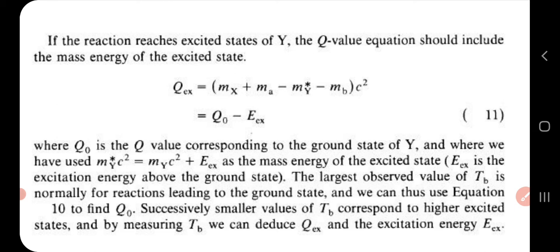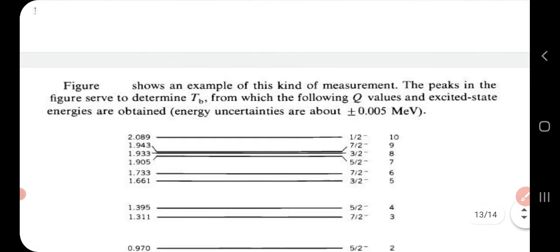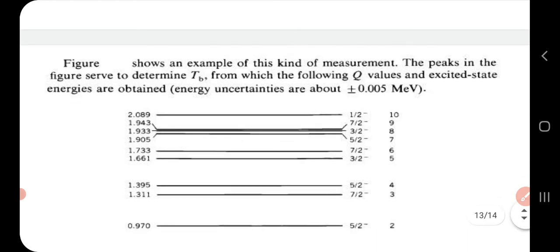Now the highest value of TB is obtained for reactions that take place in the ground state, and we can use equation 10 to find the value of Q naught. After finding Q naught, the smaller values of TB corresponding to higher excited states can also be obtained by measuring TB. Once TB is obtained, we can deduce the Q value of the excited state and the excitation energy E excited. Now this figure shows an example of this kind of measurement. This is also given just for information.